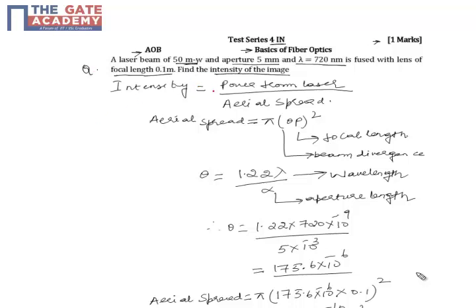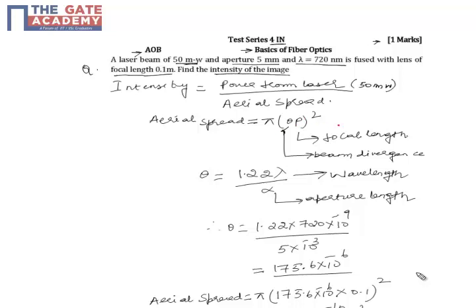So intensity is given as power from the laser divided by the aerial spread. So we need to calculate what is the aerial spread of the laser output. We are given the power, which is nothing but 50 milliwatts. So we need to compute the aerial spread, which is not given, or which is indirectly given. The aerial spread is given by the relation pi (theta p) whole square, where theta is the divergence of the beam coming out from the laser, and p is the focal length.